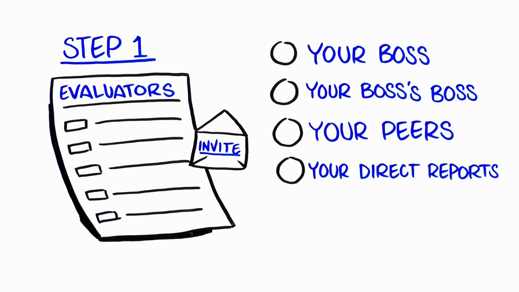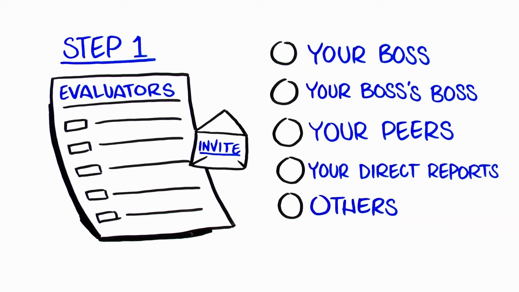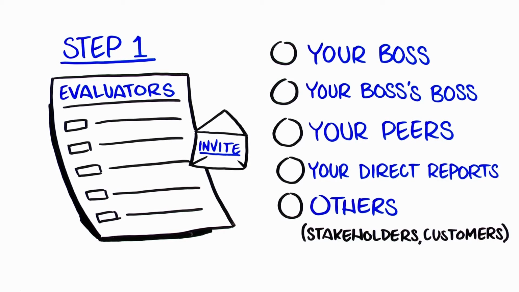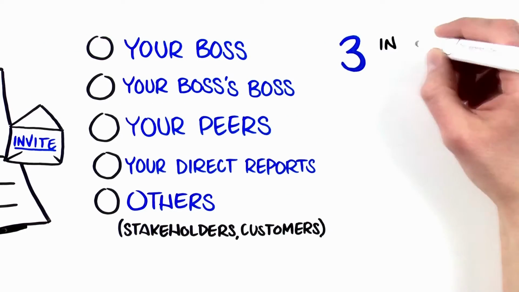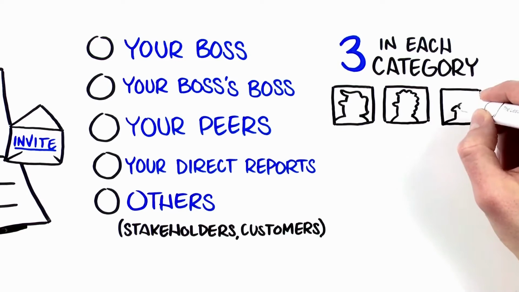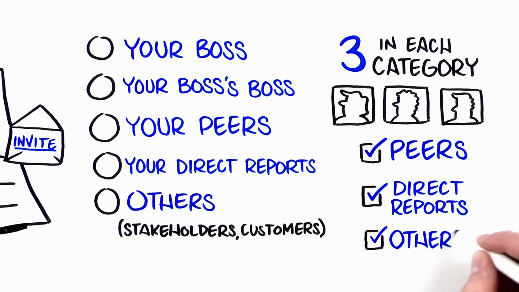We recommend including all of them in the list, and any others who don't quite fit into the above categories but whose feedback you would value, like stakeholders or customers. Keep in mind that you'll need at least 3 evaluators in each category, except for boss and boss's boss, to gain a good picture of any differences in how you are perceived across your different constituencies. This insight will be enhanced because those categories will be reported separately when you have 3 responses.